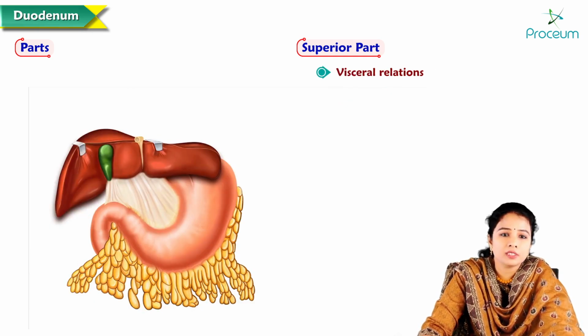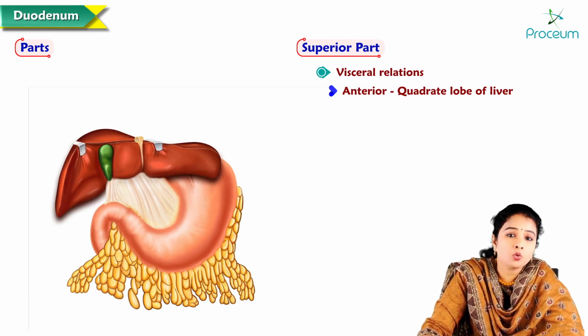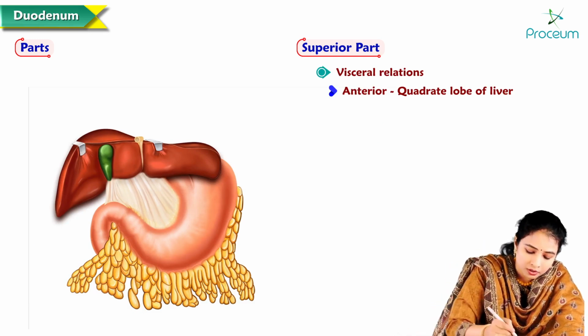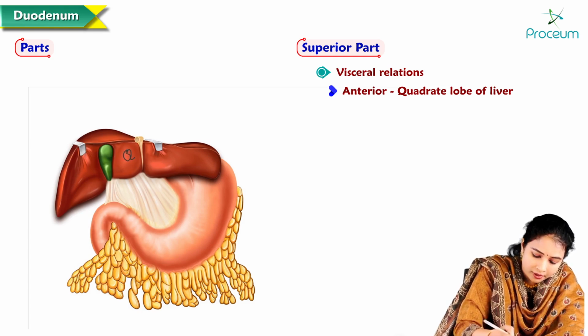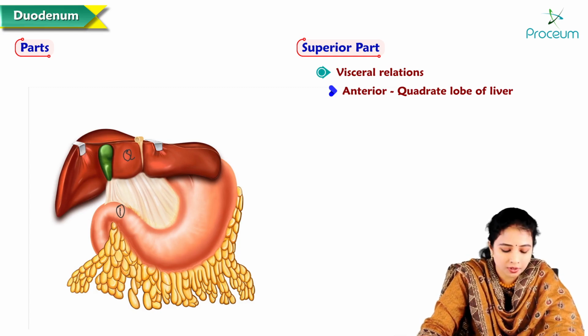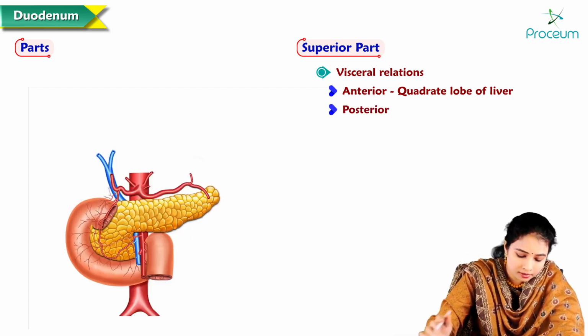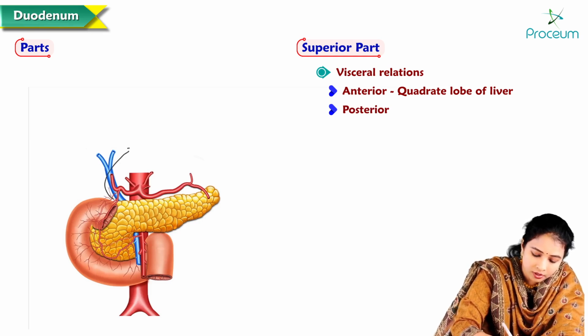Let's see the visceral relations of the first part. Anteriorly, it is related to the quadrate lobe of the liver. This is the quadrate lobe of the liver, which is reflected to expose the first part, the superior part of the duodenum. Posteriorly, it is related to the gastroduodenal artery. Here is the gastroduodenal artery.